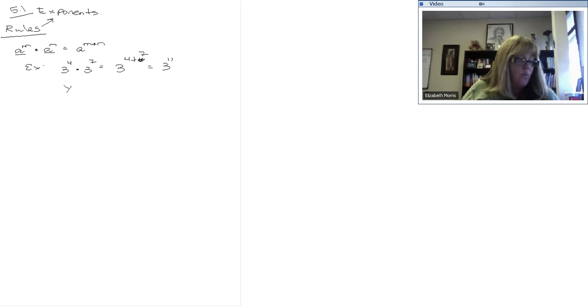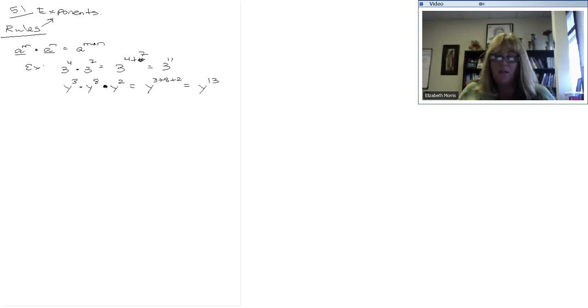If I had y to the 3rd times y to the 8th times y to the 2nd, the bases are the same, so I can add exponents. So I get y to the 13th.